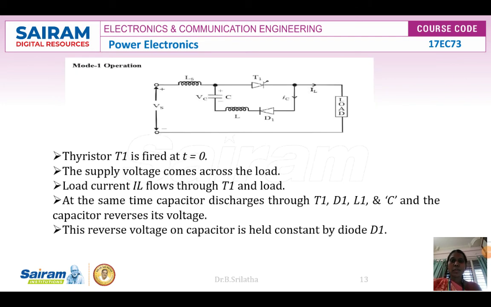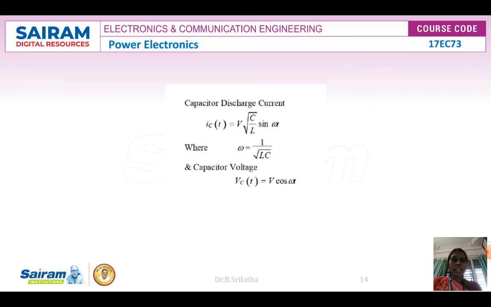In the mode 1 operation, we assume this is the equivalent circuit of mode 1. Here we assume only one thyristor and one diode. Thyristor T1 will be triggered at time t equal to 1, and the current passes like this, through T1, D1, L1 and C. This is the V0 of C, and I0 capacitor voltage and capacitor current.